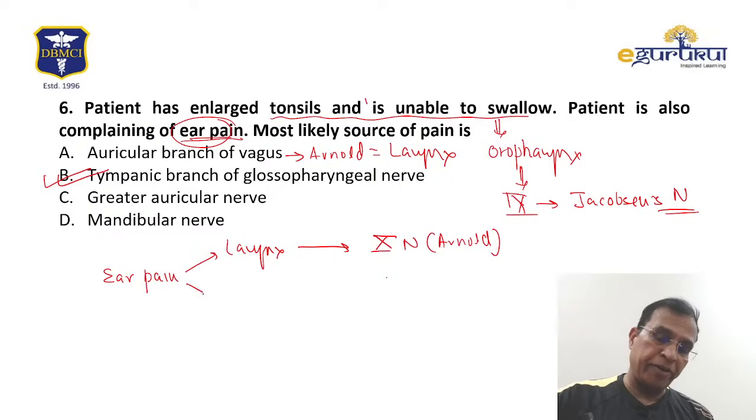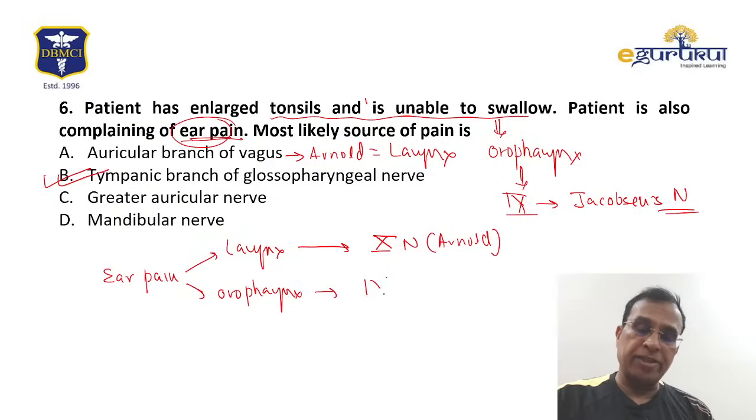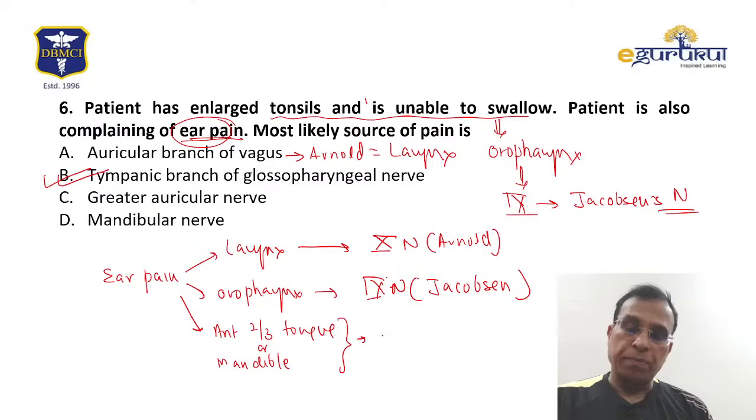If there is ear pain from the oropharynx, like we discussed in this question, tonsil is a part of the oropharynx, then it is the 9th nerve branch called Jacobson's, which is also called the tympanic branch of the 9th nerve. And if there is ear pain from the anterior 2/3 of the tongue or mandible, then it is the mandibular nerve.